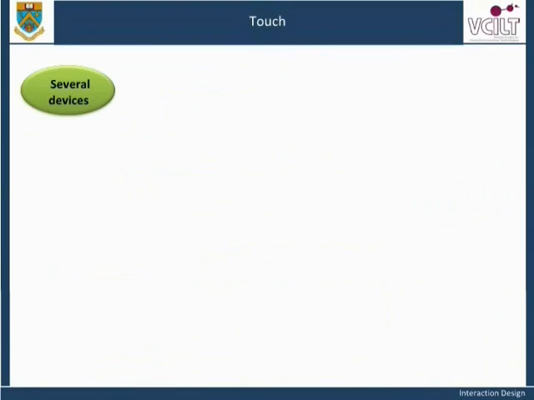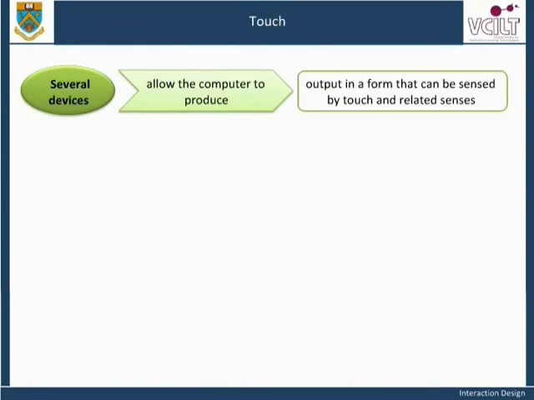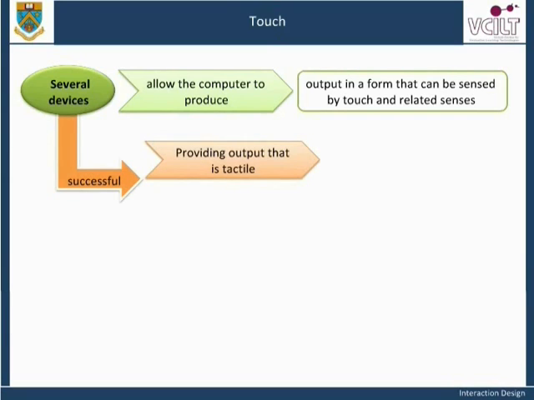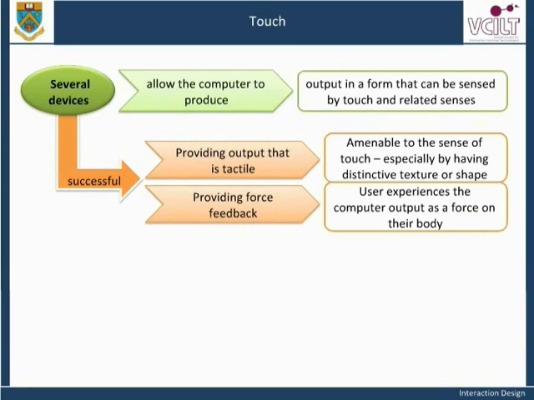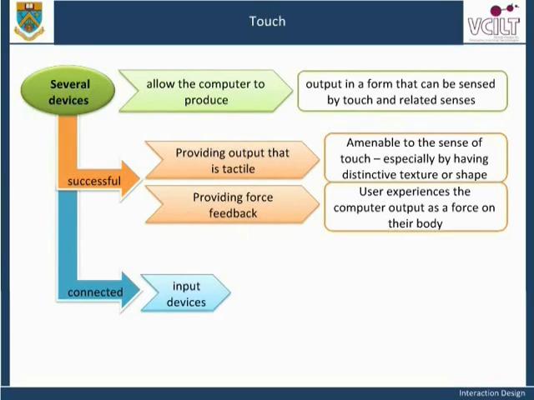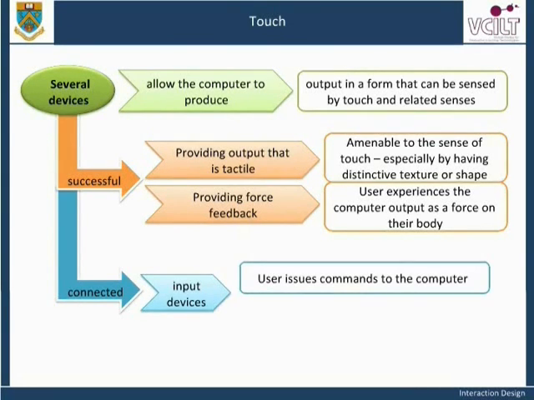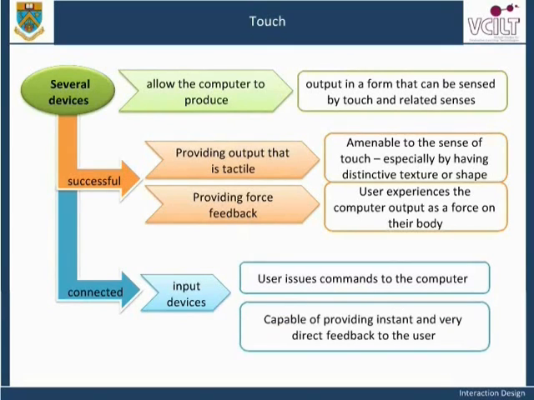Several devices have been designed that allow the computer to produce output in a form that can be sensed by touch and related senses. Such devices seem to be most successful in providing output that is tactile, that is amenable to the sense of touch, especially by having distinctive texture or shape, and providing force feedback where the user experiences the computer output as a force on their body. In some cases, these devices are intimately connected to the input devices through which the user issues commands to the computer and are therefore capable of providing instant and very direct feedback to the user.